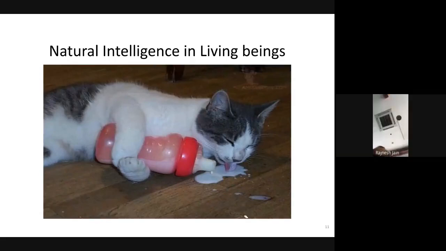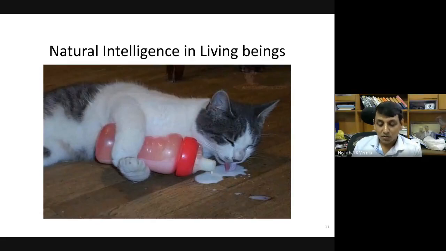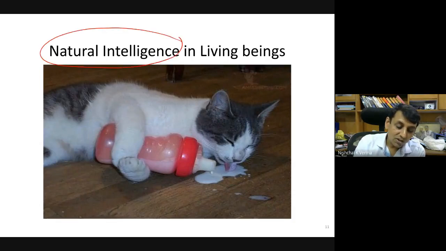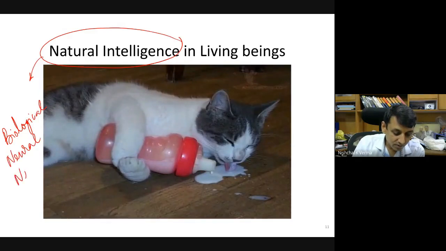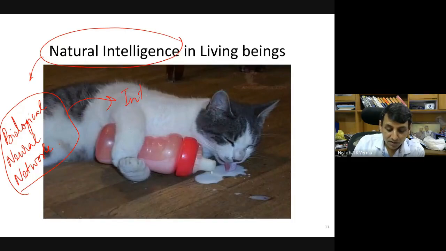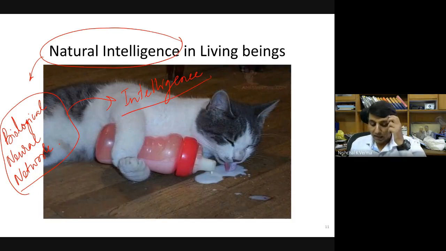is different. Right? So this way we see that natural intelligence, which comes with the help of what? Biological neural network. With the help of this, we attain the intelligence. So with the help of this, we get natural intelligence. Okay.